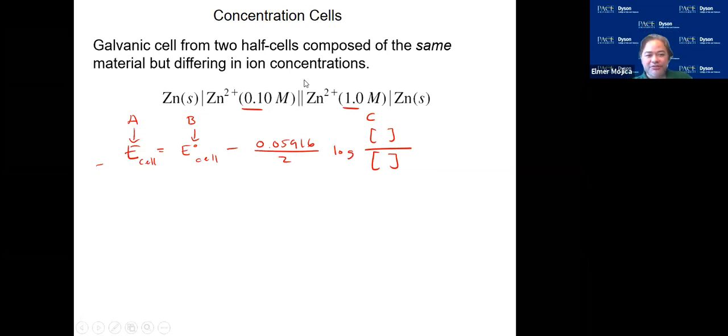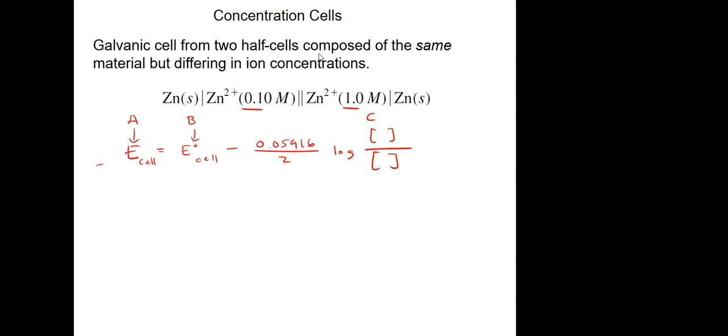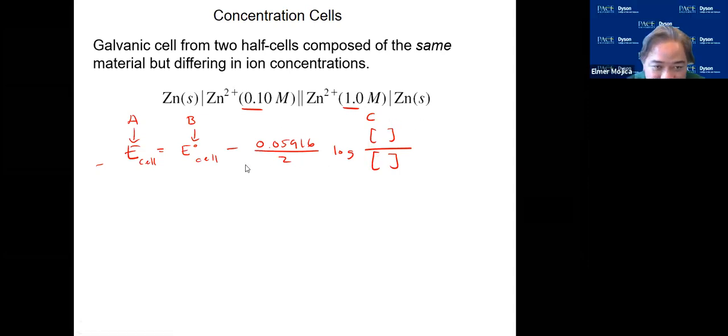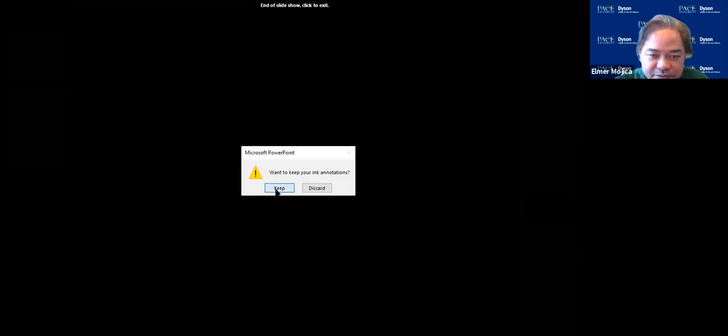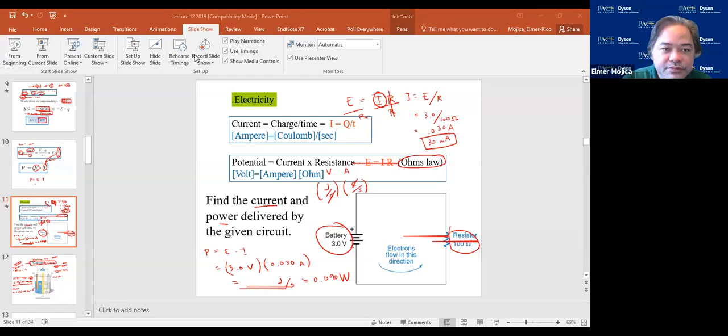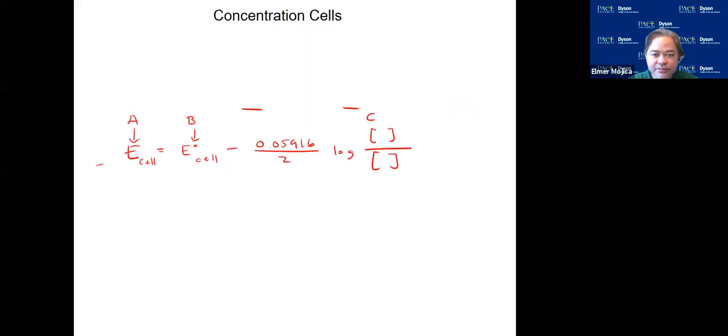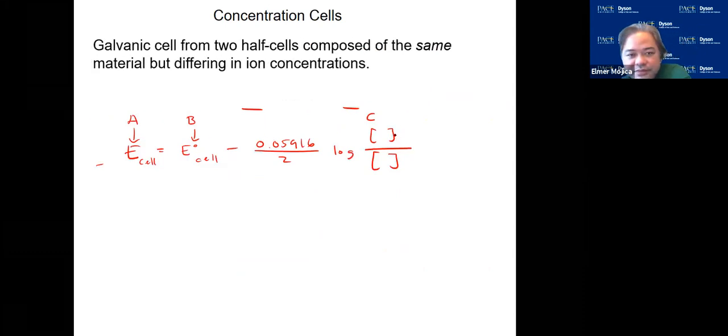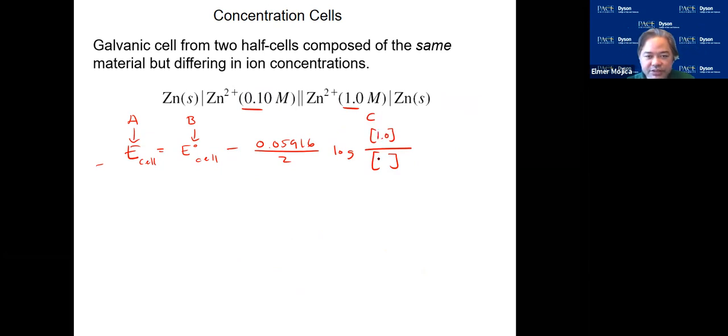So is it 1 over 0.1 or 0.1 over 1? How are you going to write the values that we have on this side here in letter C? 1 over 0.1. Okay, it's 1 over 0.1. This is the last slide. So if you're going to do it here, this is 1 and this is 0.1 and this one automatically becomes 0. So you're going to have a value here. And that would be equal to what?